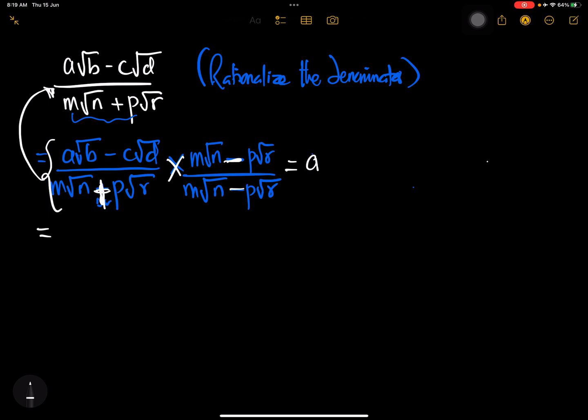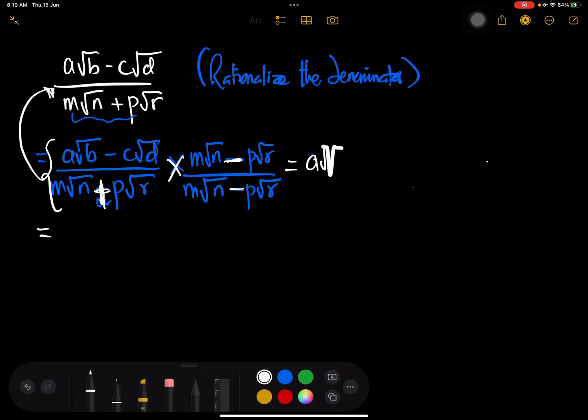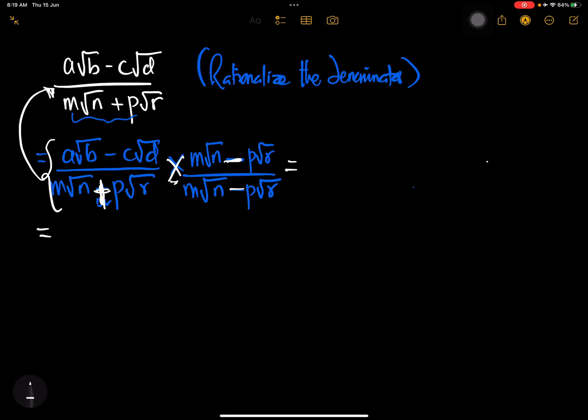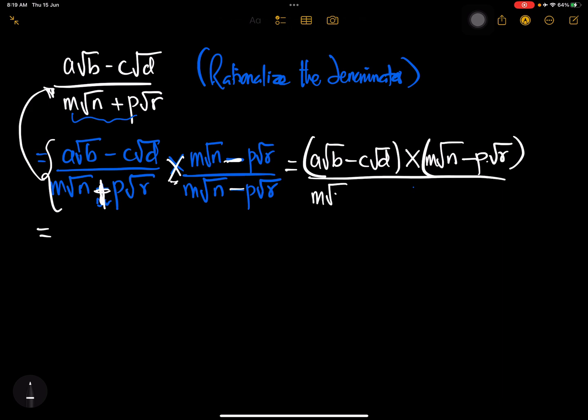So we have the square root of b. Why will multiplication kick in? Because we multiply. If you look at it here, this is the multiplication sign. So it's going to be the square root of b minus c square root of d, being multiplied by m square root of n minus p square root of r. And then we divide it by m square root of n plus p square root of r multiplied by m square root of n minus p square root of r, like this. I hope it's getting fun a little bit.